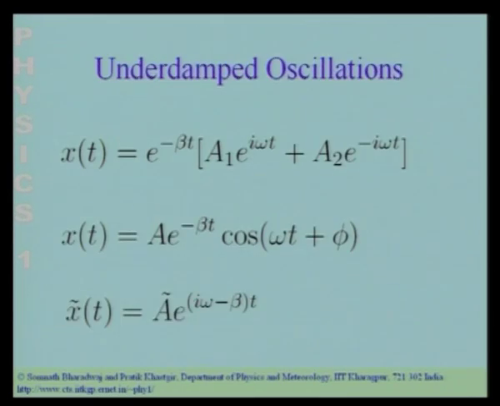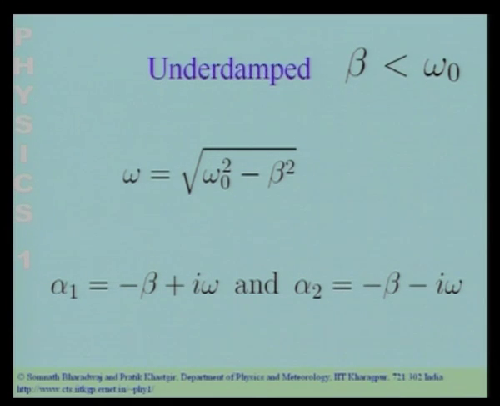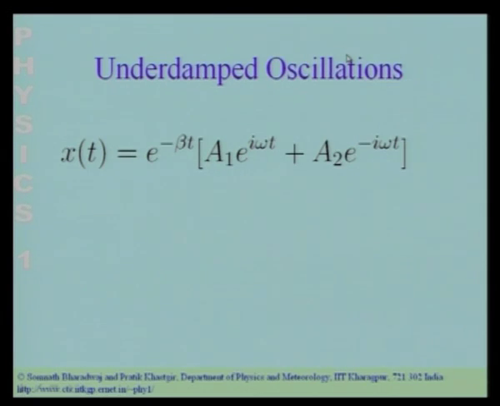To just remind you once more what the underdamped oscillation is, this corresponds to a situation where beta, the damping coefficient, is less than omega naught. Beta equal to omega naught is the critical damping situation, and beta greater than omega naught is the overdamped situation. And here we have considered the underdamped situation. In the underdamped situation, the oscillator continues to oscillate like the simple harmonic oscillator, where there is no damping.